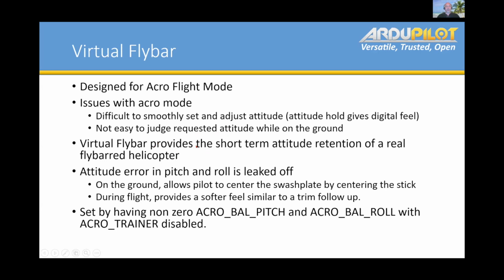So this virtual flybar is there to provide the short-term attitude retention, kind of like a real flybar helicopter. I guess I didn't explain what a flybar is. Flybars came before we had 3-axis gyros, and the flybar essentially is a gyroscope, and it helps stabilize helicopters. Most of the time with full scale, they have just weights at the end of a bar that provides kind of a gyroscope to stabilize. It gives rate damping as well as some short-term attitude retention. But with a flybar, it also has these paddles that help provide a little bit of control, reducing control loads. In any case, this simulates that.